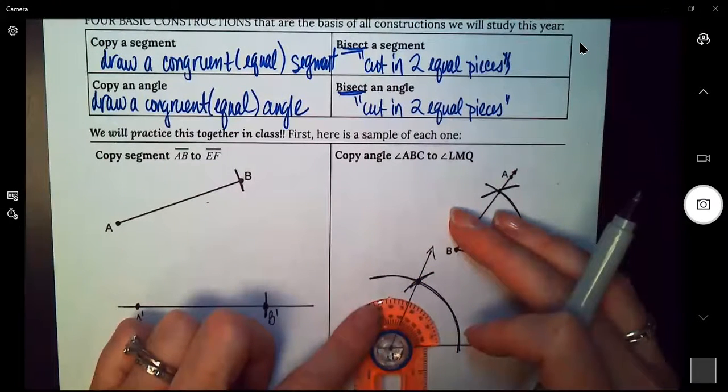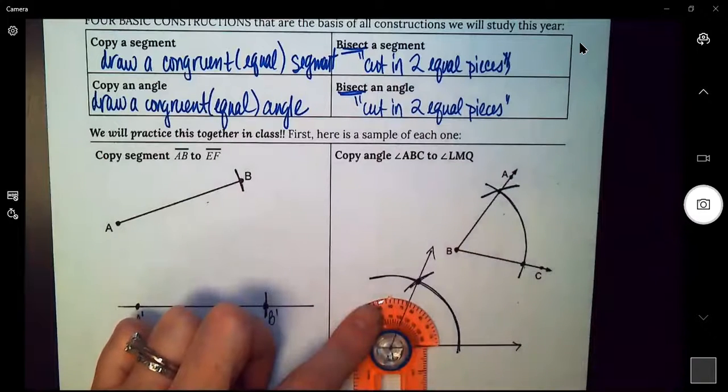There we go. And I did pretty darn good. Again, I'm a human. I'm not a computer. Computers are going to do this perfectly. We are just trying to get as close as we can.